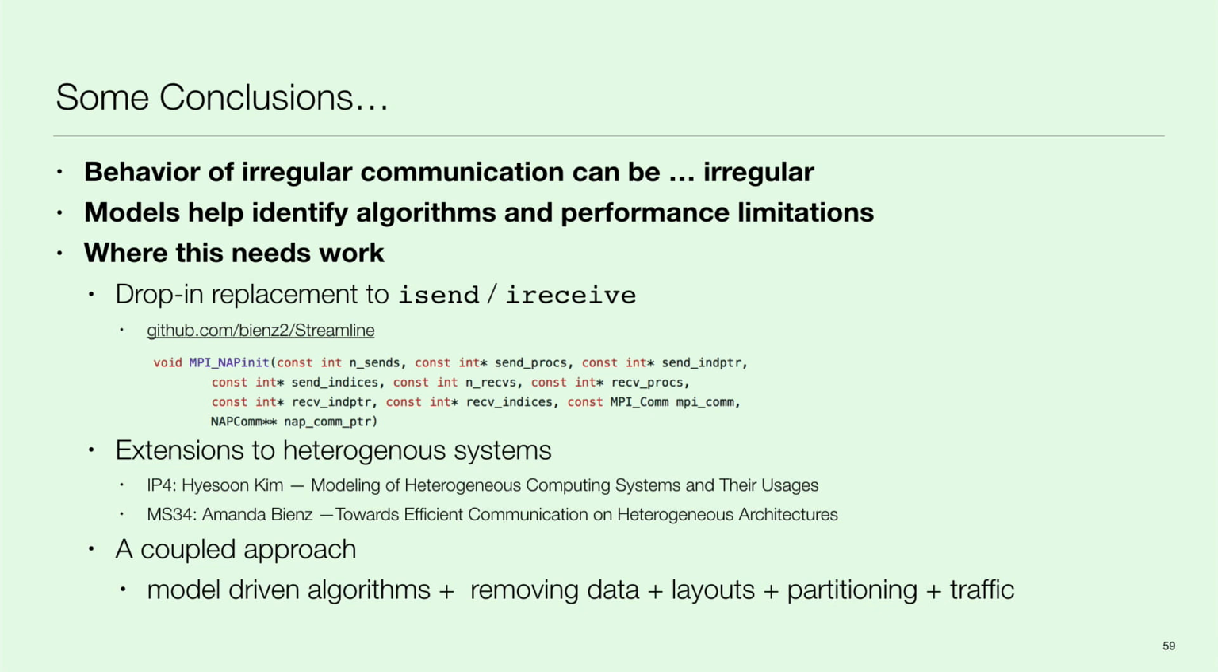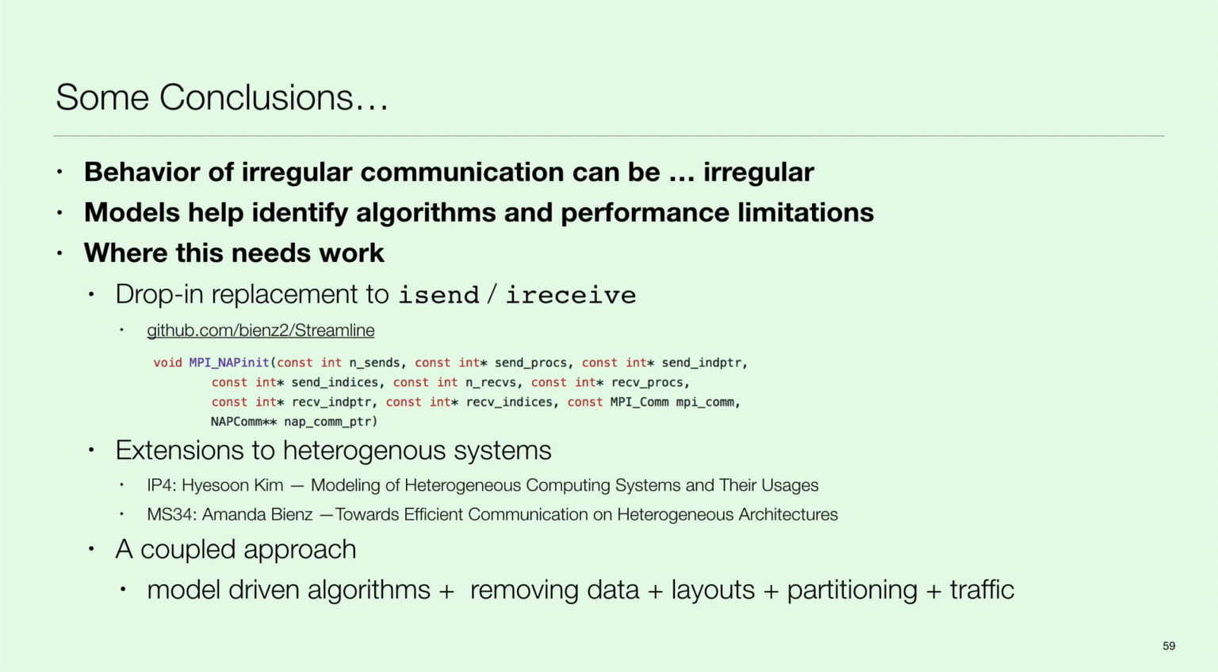All right, some conclusions then. Behavior of irregular communication can be irregular, and that's not a surprise, but it also presents an opportunity when you can manage the communication between nodes. Models are helpful in identifying both what we should do in the algorithm and what we should be doing to communicate, or what's limiting our performance. And of course, there's a lot of places where this needs work.